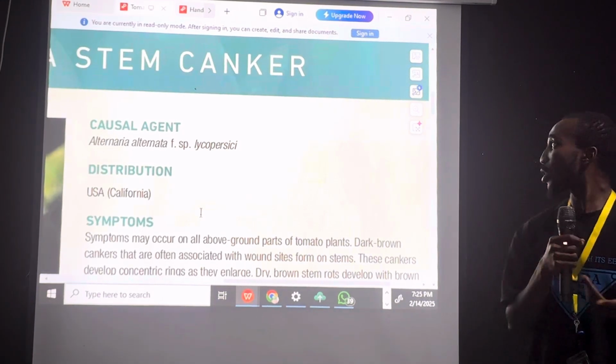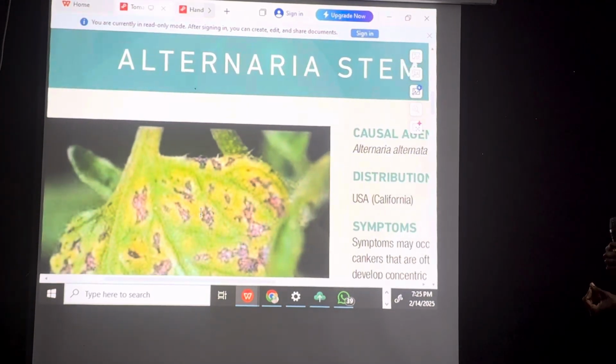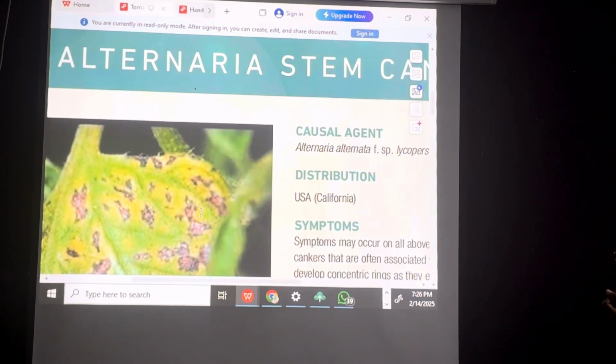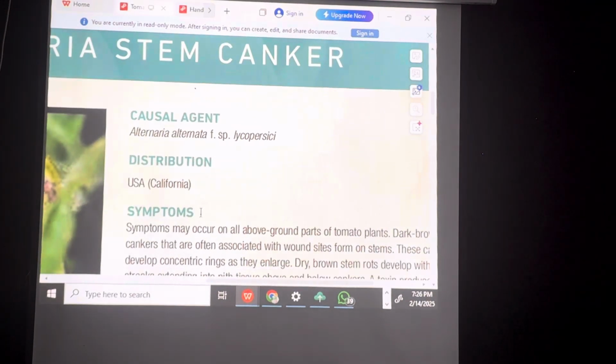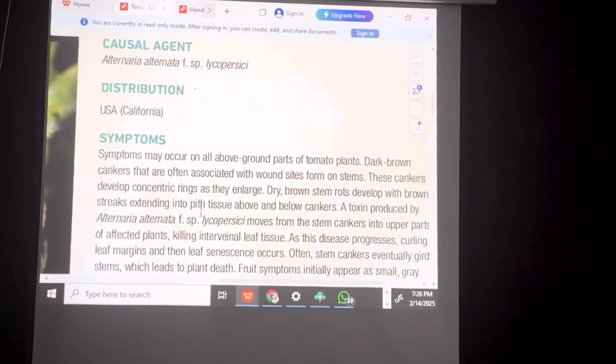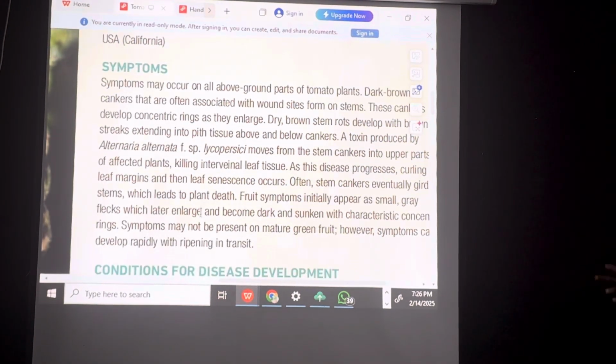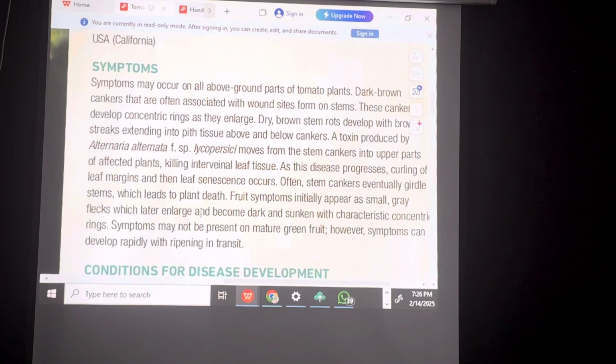So the first fungal infection that we'll be looking at is the Alternaria stem canker. The distribution is in the US, California to be precise. Then let's look into the symptoms that we see.